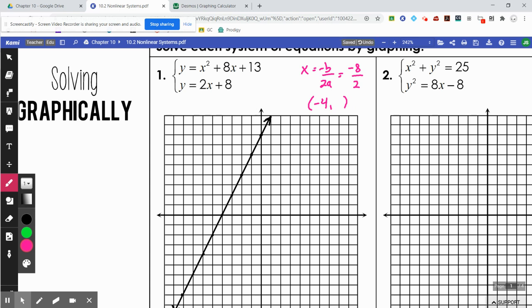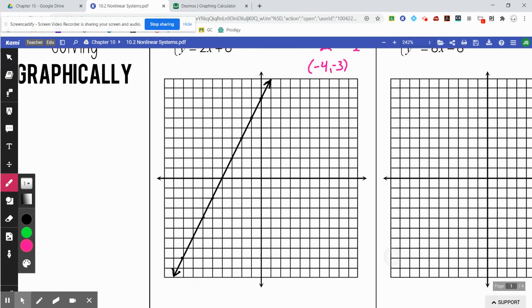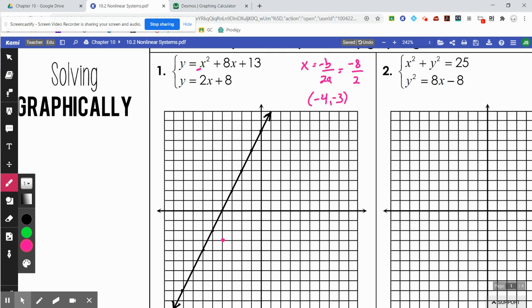Negative 4 squared is 16. 8 times negative 4 is negative 32. 16 minus 32 plus 13 gives me negative 3. So the vertex of my parabola is located at negative 4, negative 3. So there's the vertex. It cups up because the leading coefficient is positive.